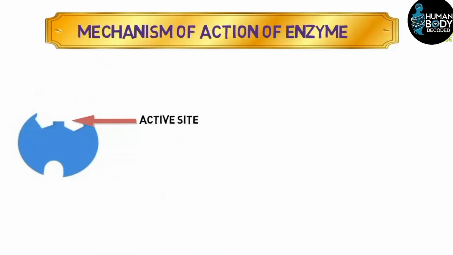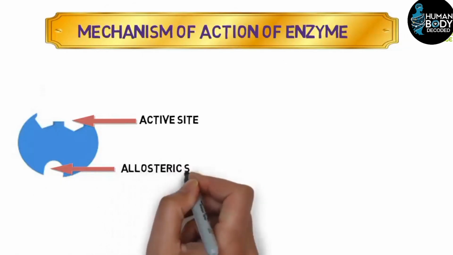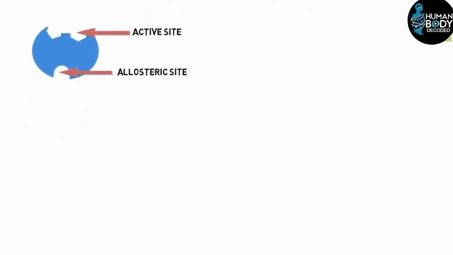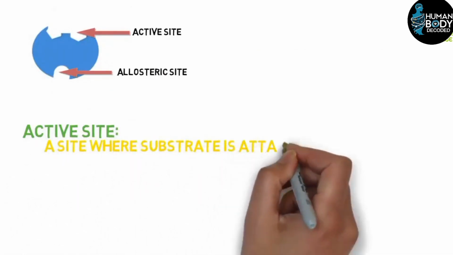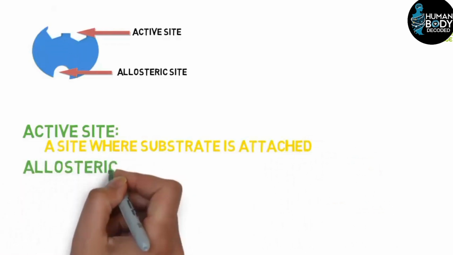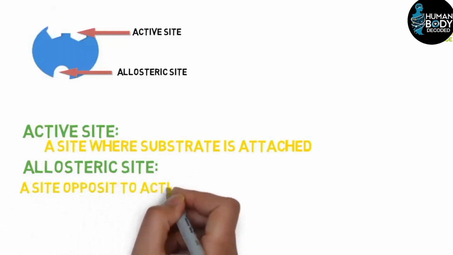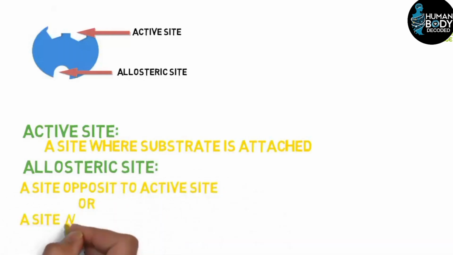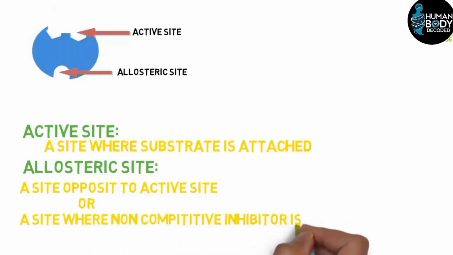The site you see below, opposite to it is the allosteric site of the enzyme. Let me define both of these. What is an active site? The active site is where the substrate comes and binds. What is an allosteric site? As for the allosteric site, it is located opposite the active site. We can also say that this is the site where a non-competitive inhibitor attaches.